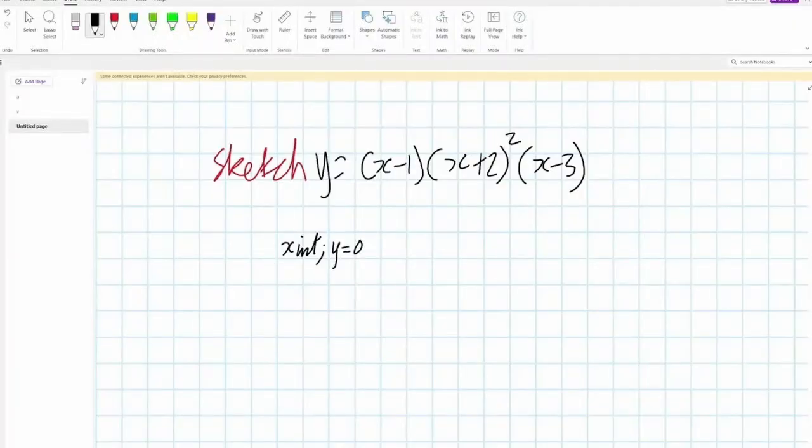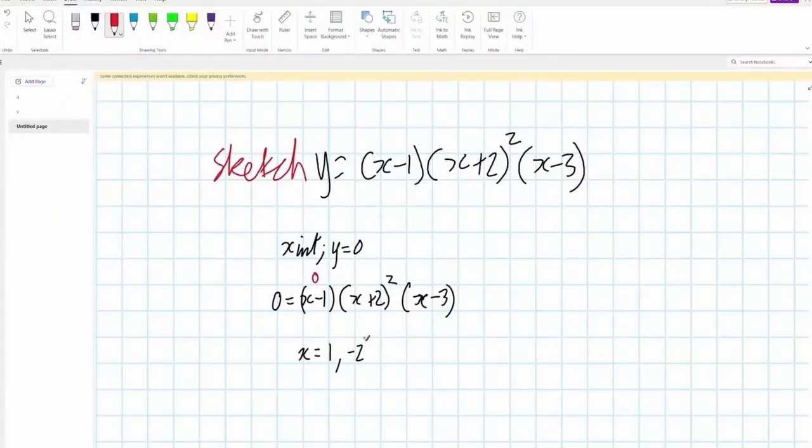And so we can therefore say that in this case, 0 is equal to x minus 1, bracket, x plus 2 squared, x minus 3. If we substitute 0 in and use our null factor law to make each term equal 0, x would need to equal 1. x would need to be minus 2, and let's put a little asterisk there because it's squared. And then we also have x would have to be 3.